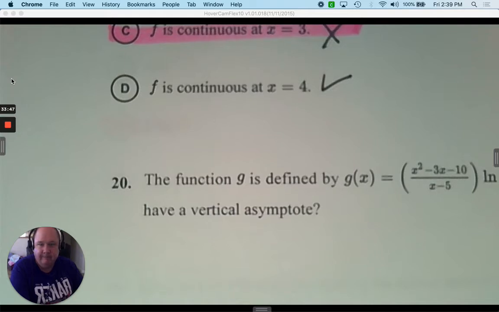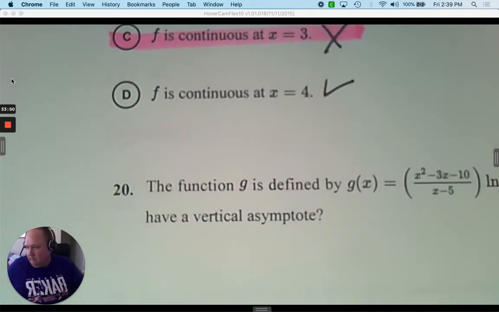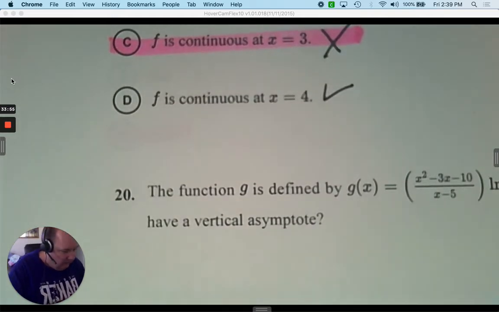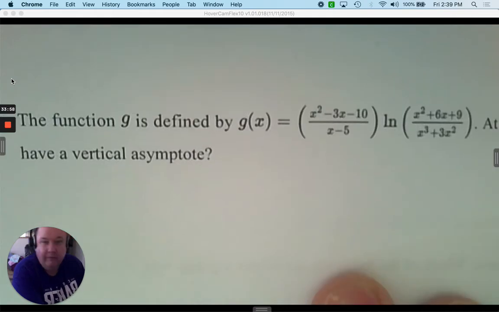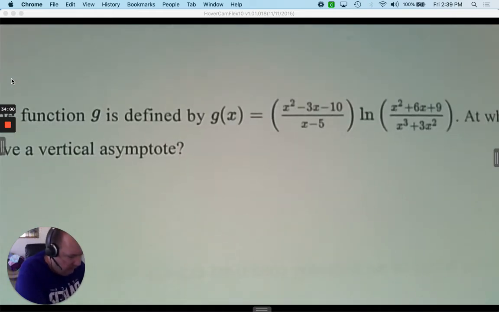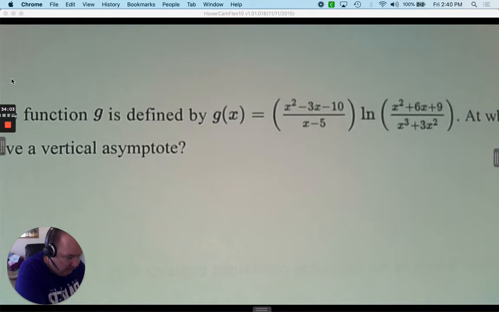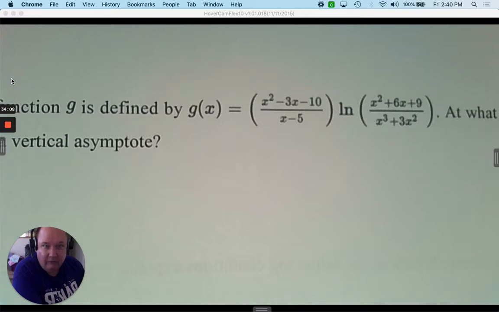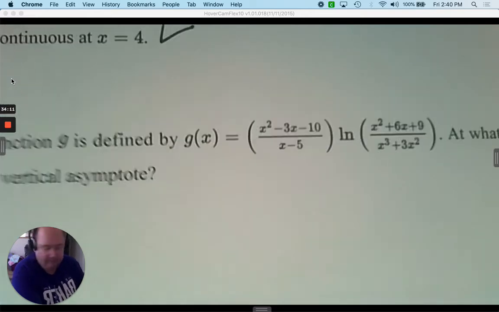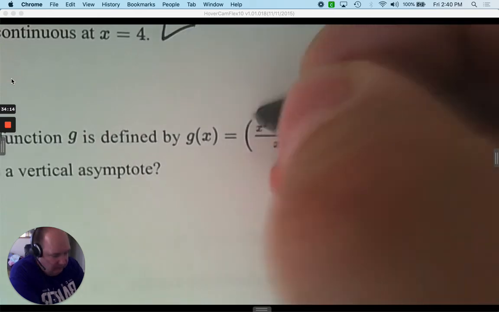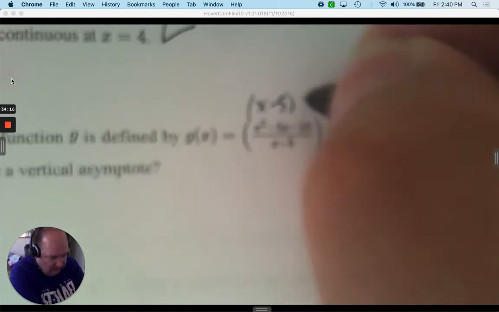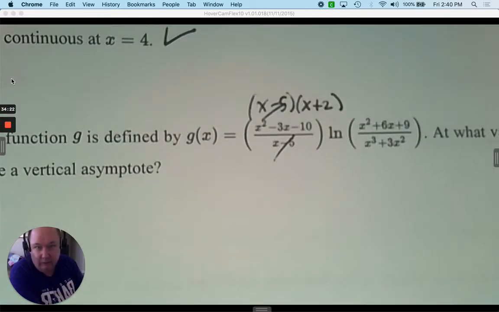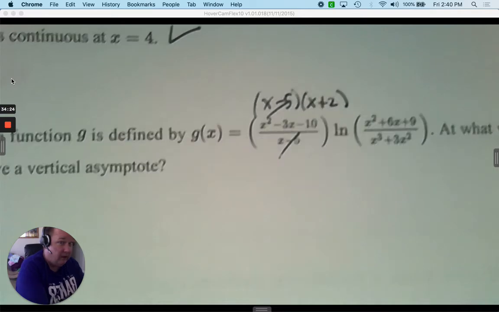Number 20. The function g is defined by g at x equaling that. At what values of x does the graph of g have a vertical asymptote? So when you look at the denominator, which one would give you something that is undefined? So when you look here, if you factor this out, it's x subtract 5 and x plus 2. So the x subtract 5s you're going to remove. So it's going to create a hole there, not a vertical asymptote.